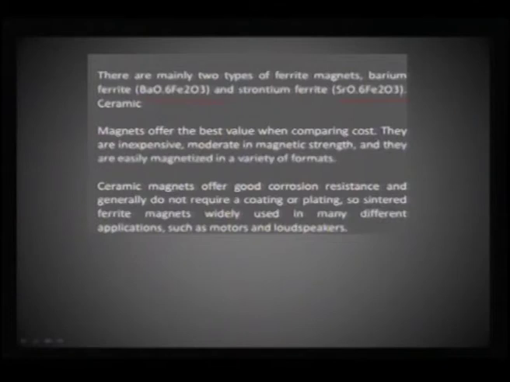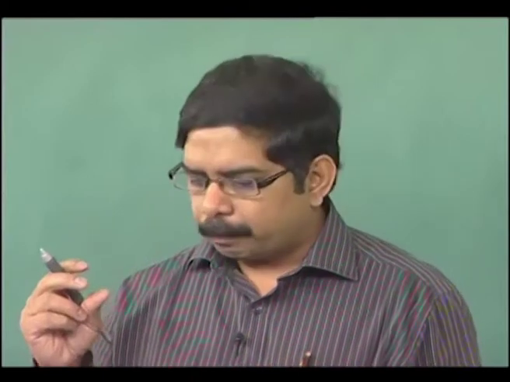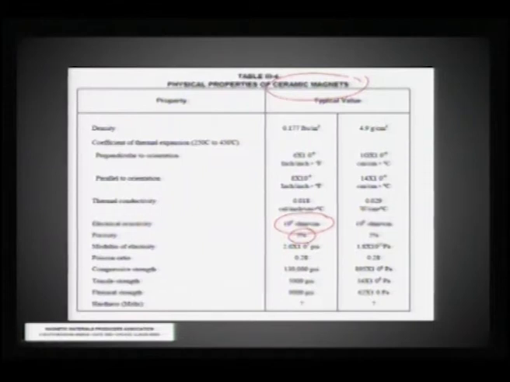These magnets offer the best value when comparing the cost, because alloys are pretty much costlier, therefore ferrites are usually preferred. And one important thing about these ceramic oxides is that you can actually make very dense compacts, to the extent that the porosity can be minimized to less than 5%. That is the essential beauty of this barium hexaferrite, and they are also highly resistive. So, this can be used for specific applications because you can sinter it to near theoretical density.